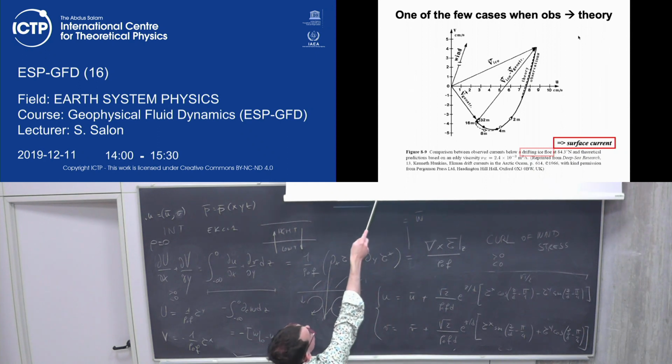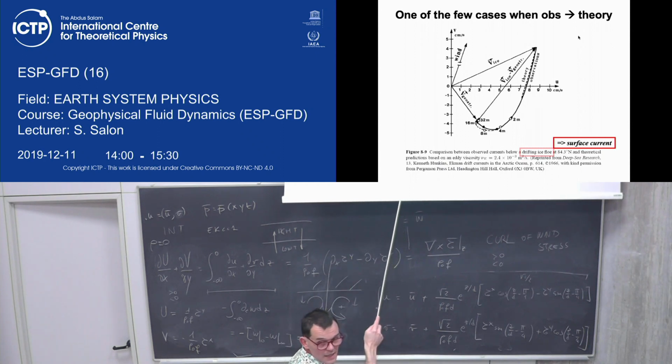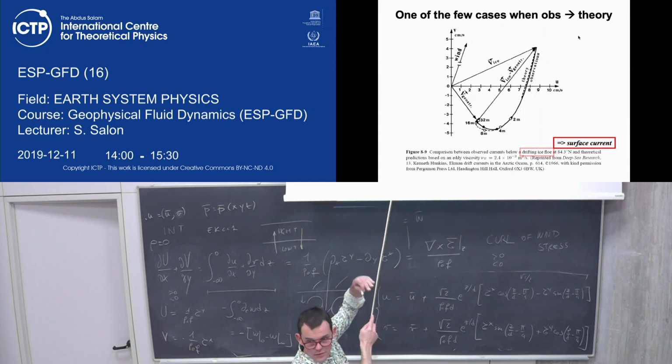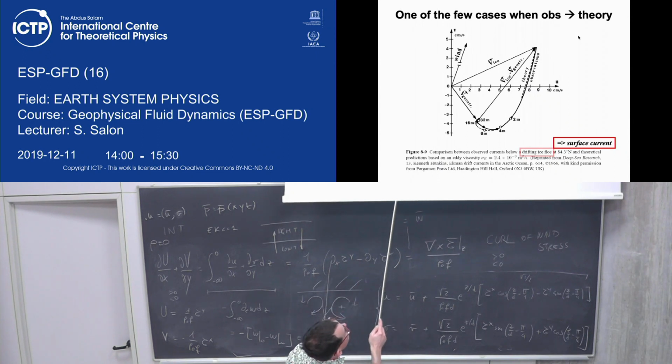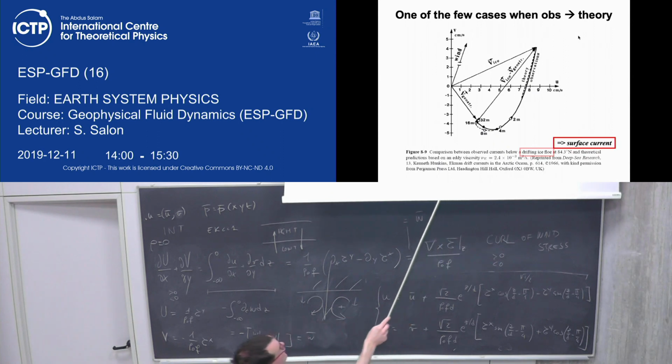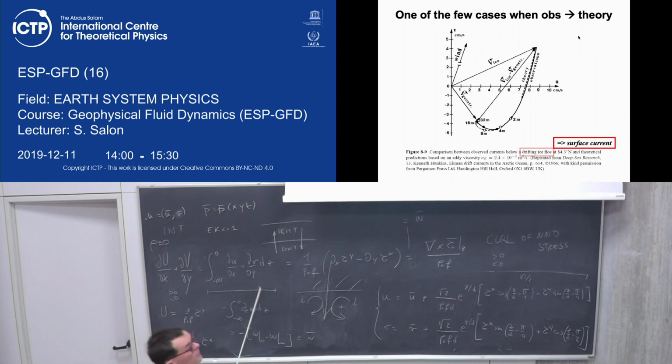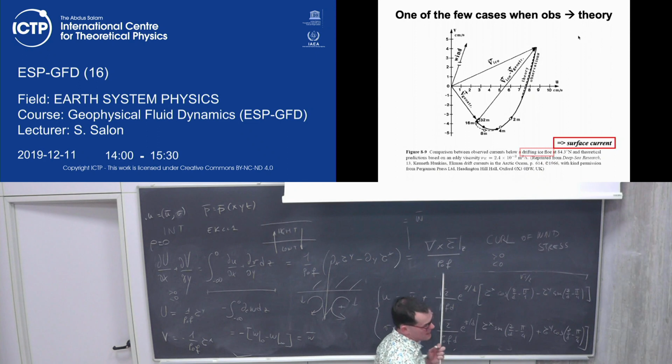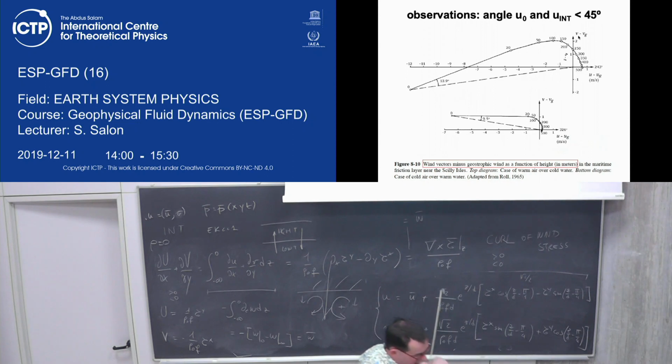So we have the wind here, the surface current here, and the geostrophic current here, which you can calculate by satellite, you remember, by using the dynamic height. And so this is the actual Ekman spiral. The theory is the dashed one, the observation is the solid one. So it was a pretty good example of one of the few cases when you have a theory that actually explains the reality.